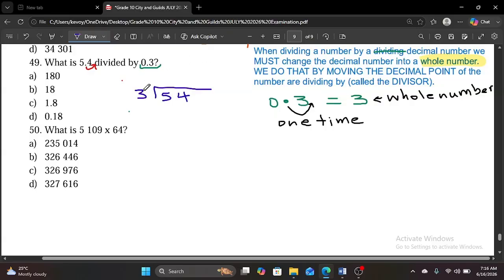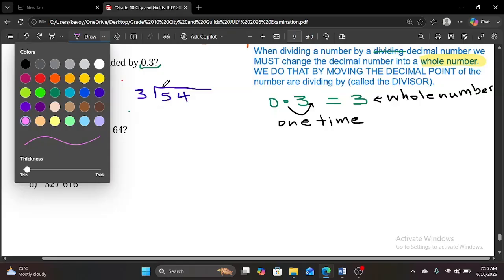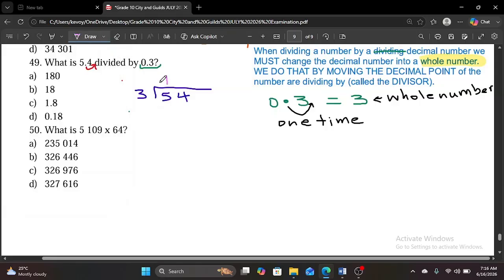All right, so let's divide. So 3 into 5 goes 1 time. After we divide and multiply, 1 times 3 is 3. After that, you subtract. So 3 from 5 is 2. After you subtract, you bring down the 4 right there. So now you have 24. So 24 divided by 3 should be equal to 8.